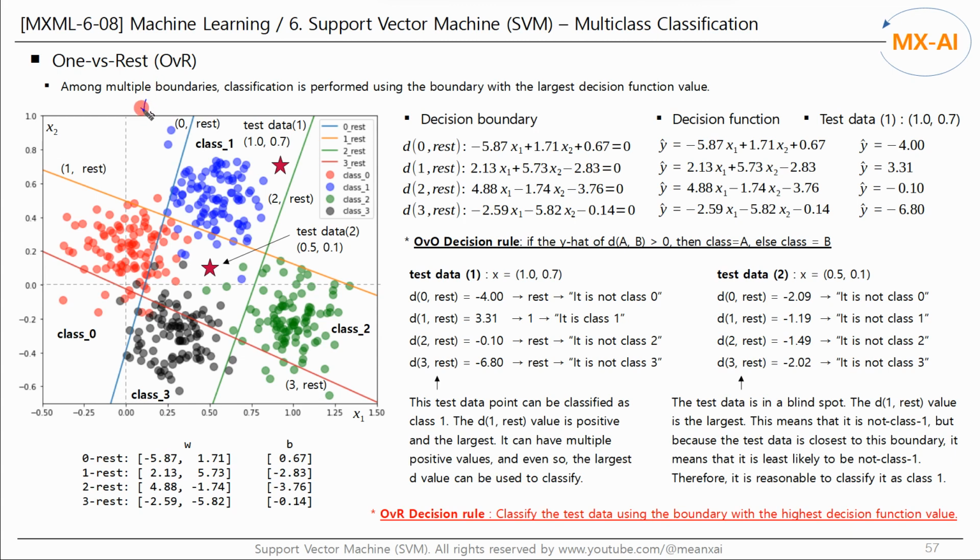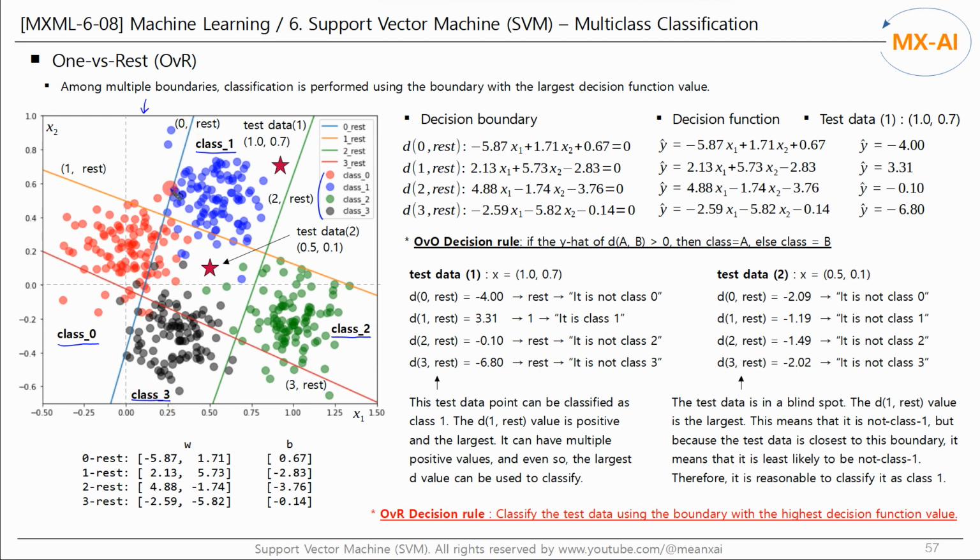Let's look at the data below. There are a total of 4 classes. Red data has class 0. Blue data has class 1. Green data has class 2. And the black data has class 3.